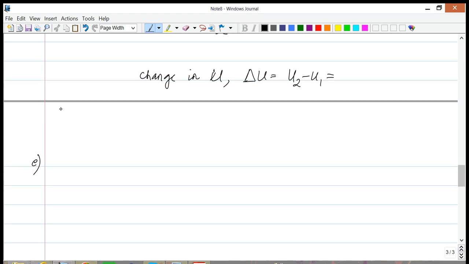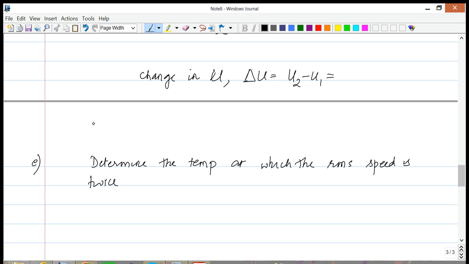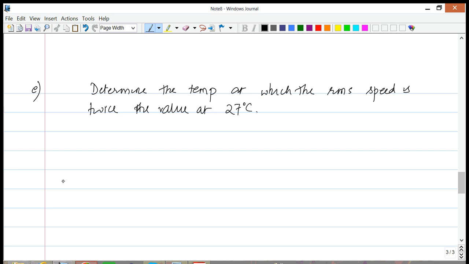Okay, then part E we can ask, determine the temperature at which the RMS speed is twice the value at 27 degrees Celsius. Now the natural instinct here is to calculate all these values, just plug it into the formula for Vrms and then find the temperature and all kinds of stuff. But a lot of times these questions are asked in multiple choice situations. So let's learn how to answer it.